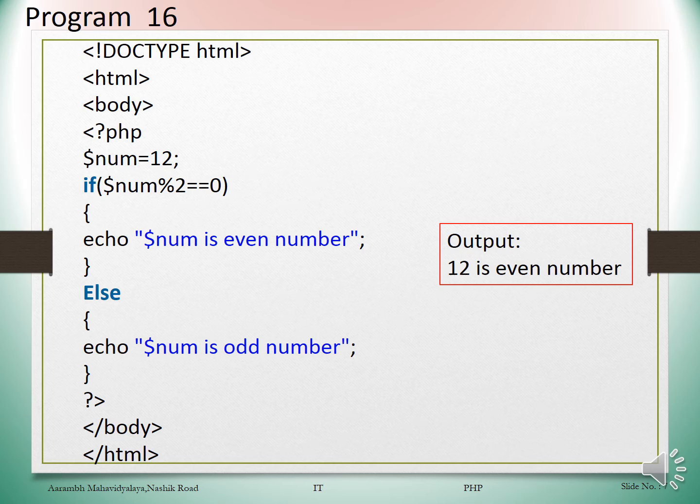If the provided condition is satisfied, then our message will be $num is even number. $num means it will display this number 12. 12 is even number, otherwise 12 is odd number. And naturally our output will be 12 is even number. Once again, why is this 12 here? Because we provided $num here. $num means 12. It will execute its original value. Therefore, the output will be 12 is even number. Okay.